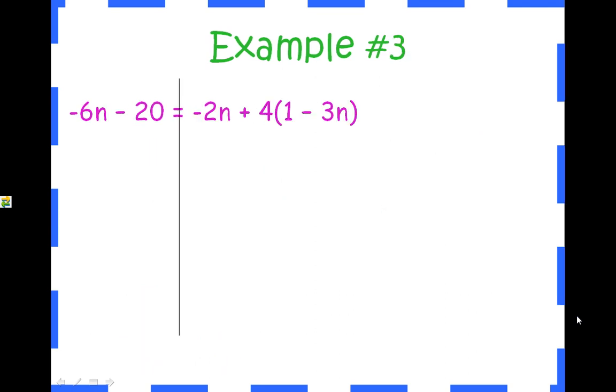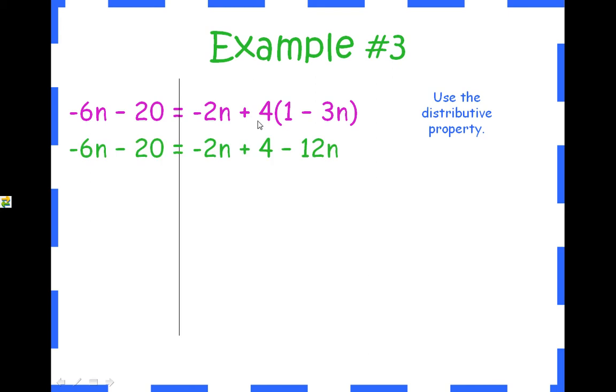Okay, looking here, we got a lot going on here, so let's clean this up. We're going to first use the distributive property, clean up that parentheses. When we do that, I have 4 times 1 is 4, and 4 times a negative 3, or you can just say 4 times 3n is 12n. It's a subtraction, so we're going to keep that subtraction in the middle. Whatever method, if you want to keep change first, that's fine too.